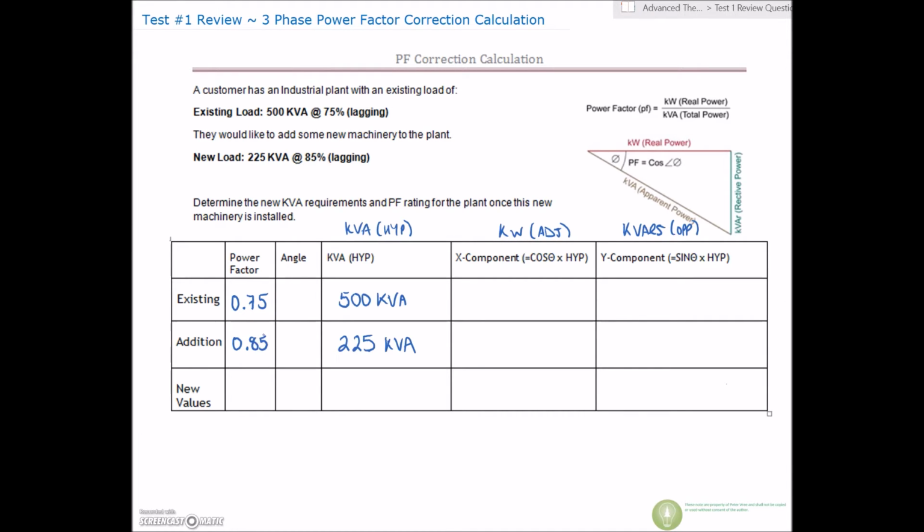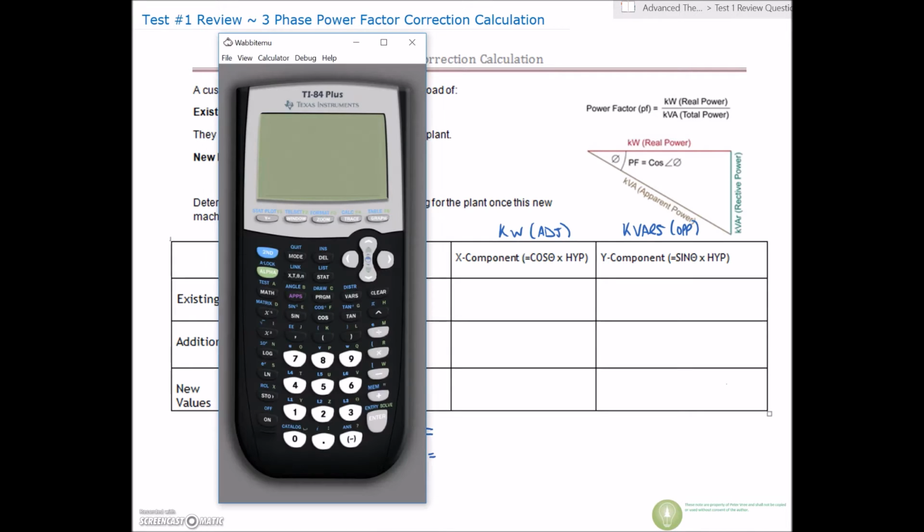Okay, so how do you find the angle there? Well, the angle is based off of the power factor, and the power factor is based off of cos. So for any of these, we can take the inverse cos of whatever that power factor is. In the case of 75%, we'll take the inverse cos of 0.75. And for 85, we'll take the inverse cos of 0.85, and we'll find each of those values there. Okay, so let's take a look at those.